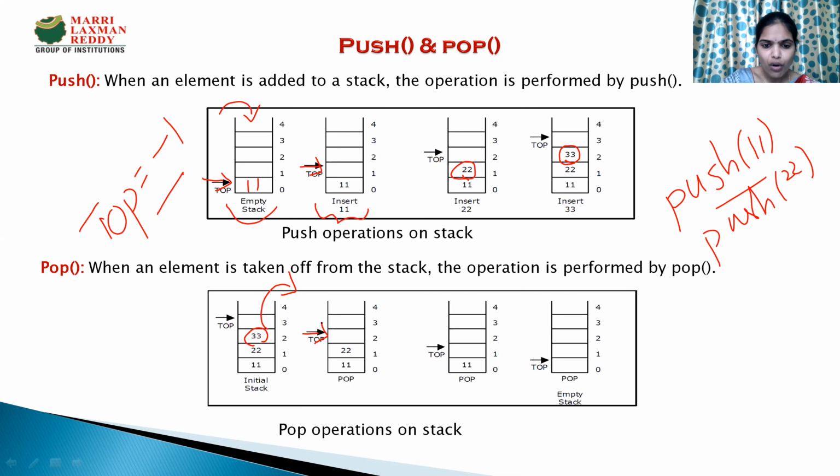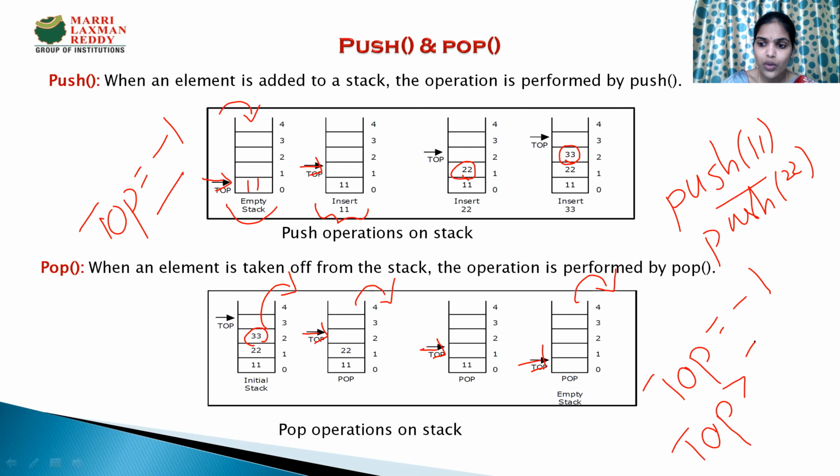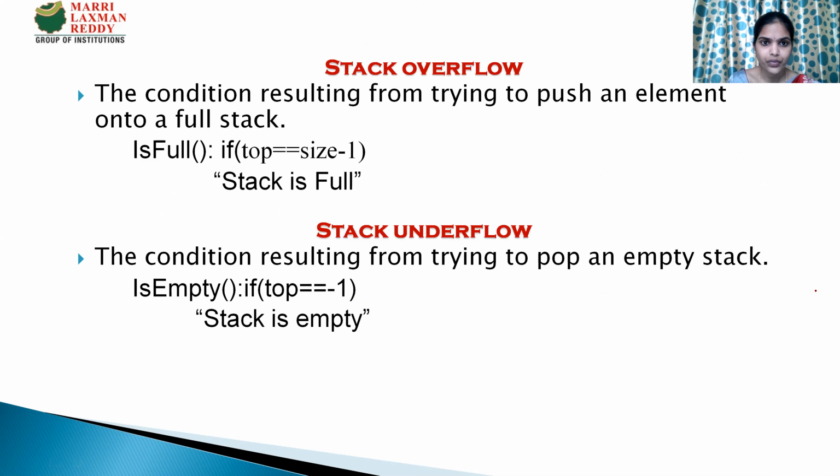Again, if I perform pop, 22 is removed from the stack, and top is decremented. If I pop again, 11 is popped out from the stack and top is decremented. When top is at minus 1, we say that the stack is empty. If top is greater than or equal to size minus 1, then we say that the stack is full. These are the two conditions where we can check whether the stack is full or empty.